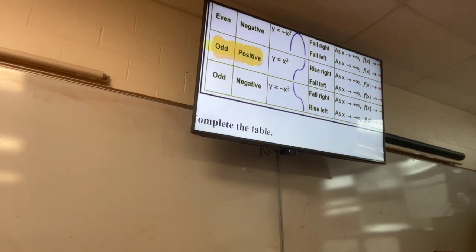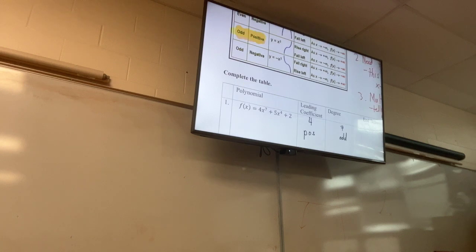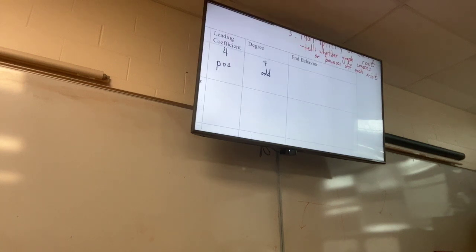I'm just going to stand here until someone says it. Yeah, sorry, I was right. We're going to rise right and fall left. So let's draw a picture of that. I'm going to draw coordinate axes. My graph is going to go up on the right and down on the left. That's what I mean by rise right and fall left.